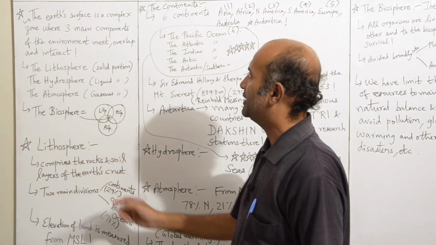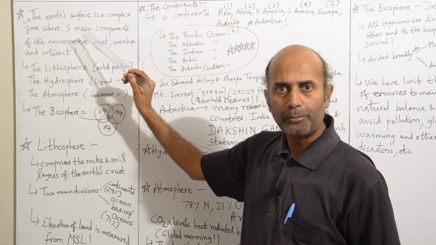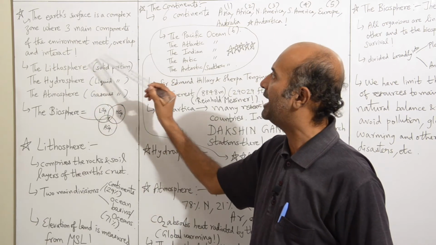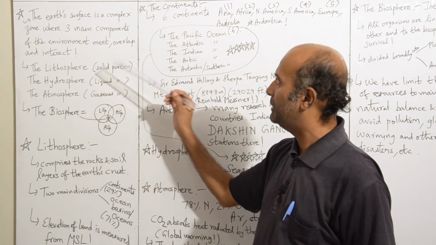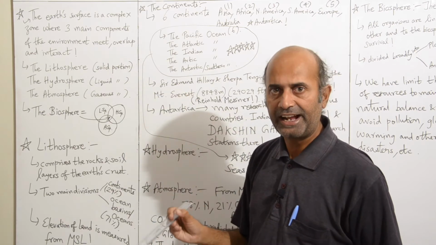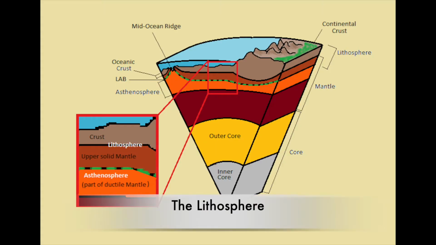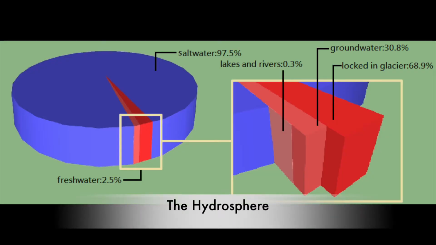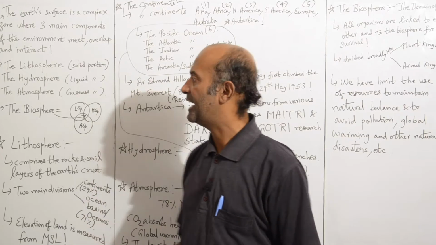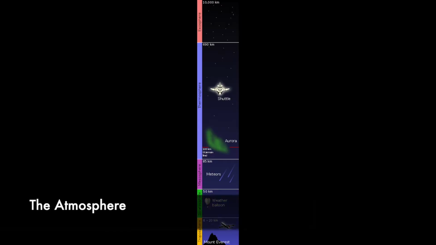So let's start. The Earth's surface is a complex zone where three main components of the environment meet, overlap and interact. They are the lithosphere, that means the solid portion of the Earth's crust. Then the hydrosphere, which is the liquid or watery portion of the Earth's crust. Then we have the atmosphere, which is the gaseous portion of the entire Earth.